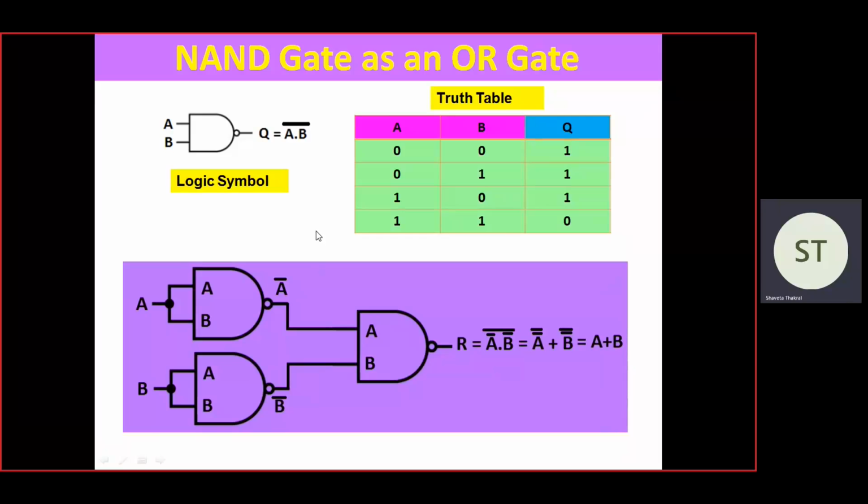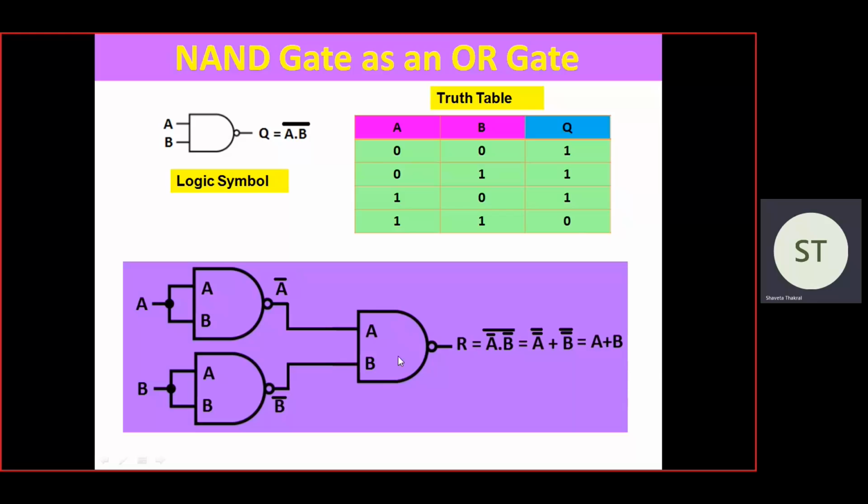Then next we have OR gate designing using only NAND gates. So here we have taken two NAND gates acting as inverters. This NAND gate acting as an inverter is working on input signal A, so that is complementing signal A. At the output we get A complement. This is another NAND gate acting as an inverter, that is taking the signal B and complementing signal B. So here we get B complement.